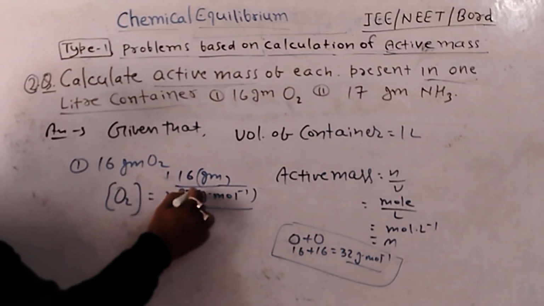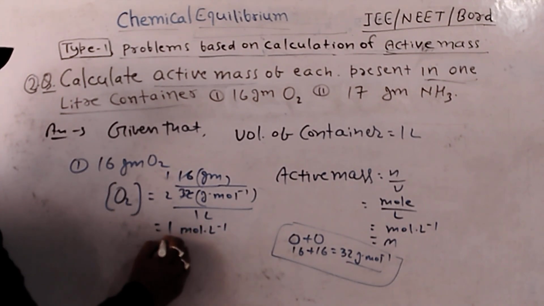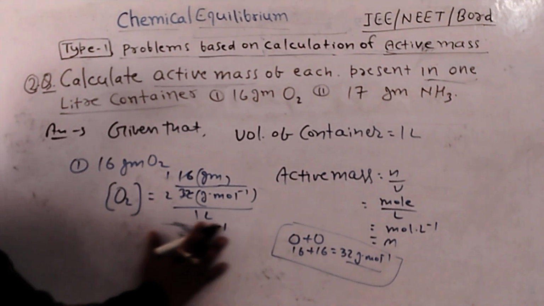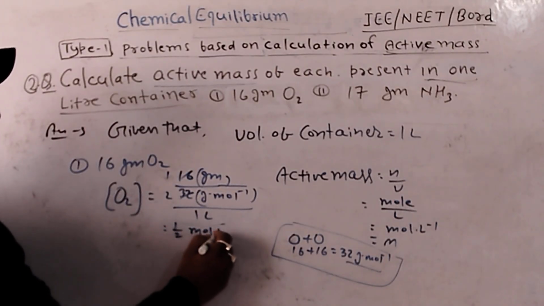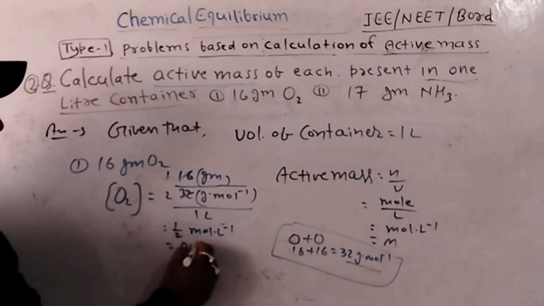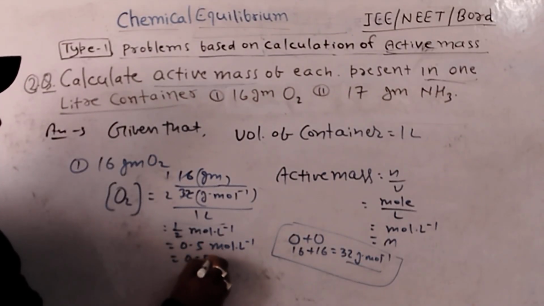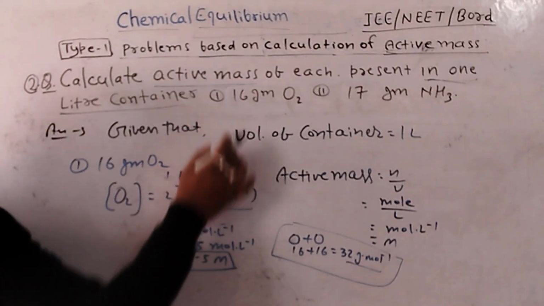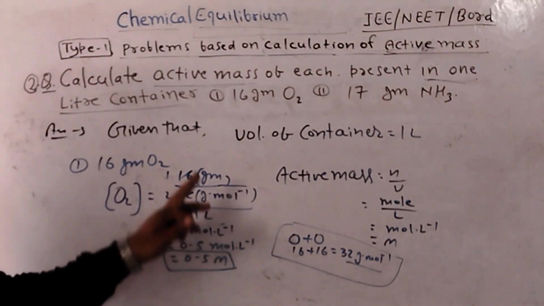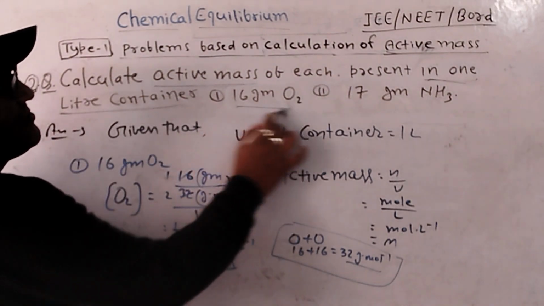So 1 by 2 mole per liter. 1 by 2 mole per liter means 0.5 mole per liter, that is 0.5 capital M. So this is the correct answer. This is the active mass: 0.5 mole per liter is the active mass of 16 gram of O2.